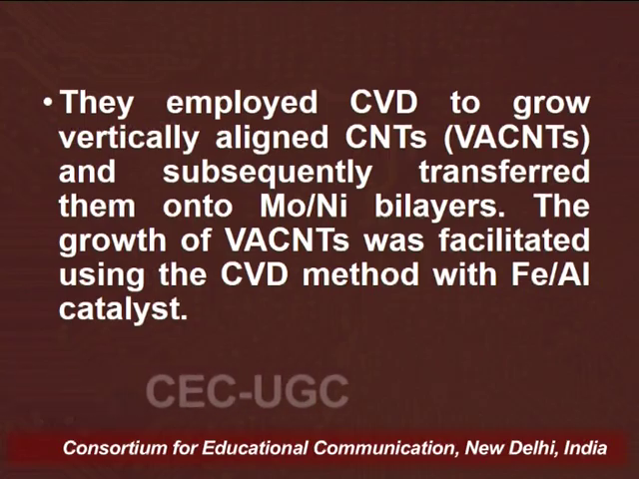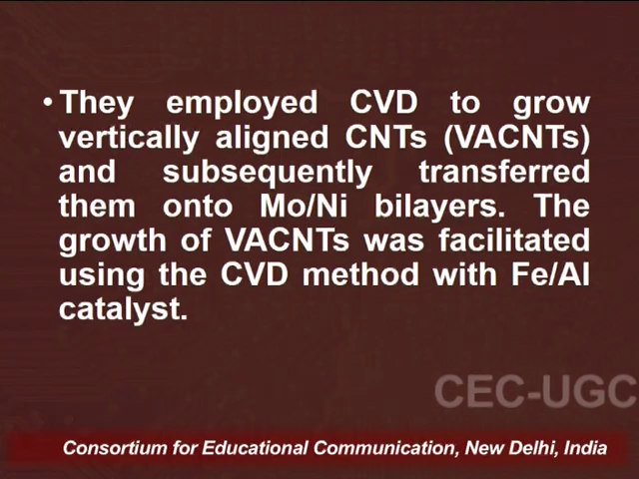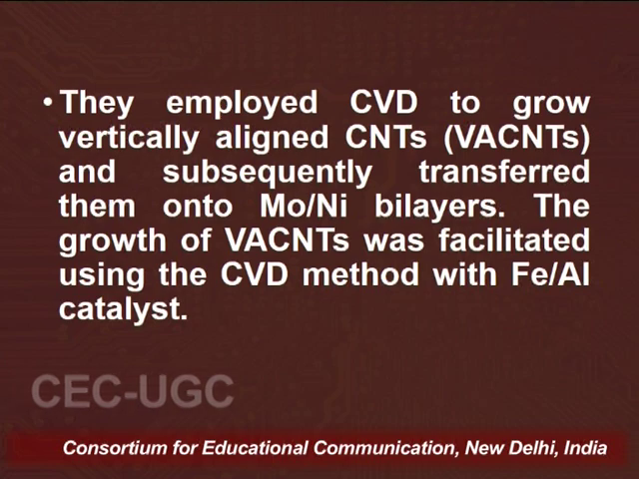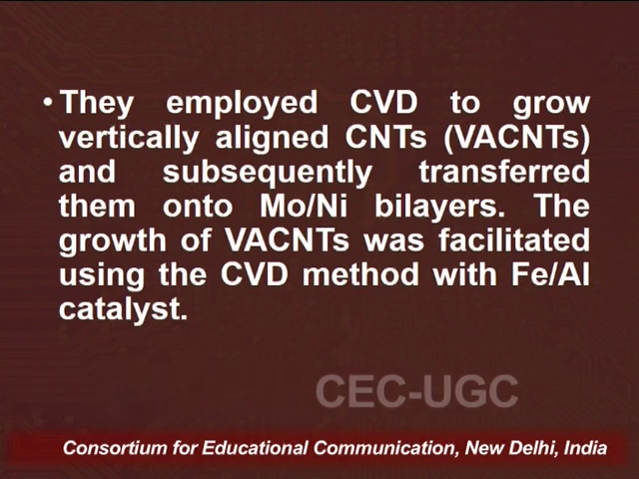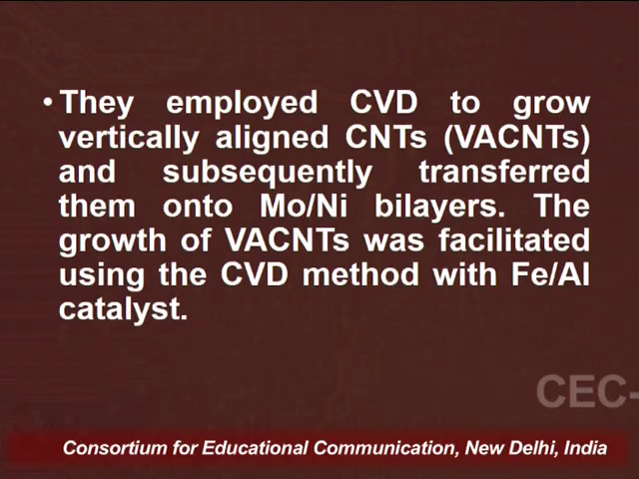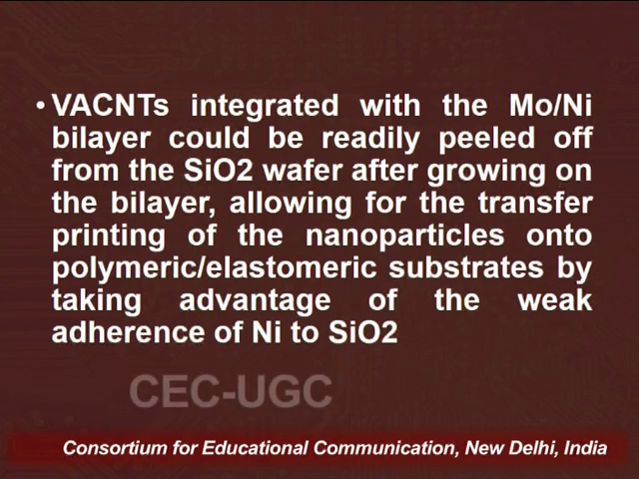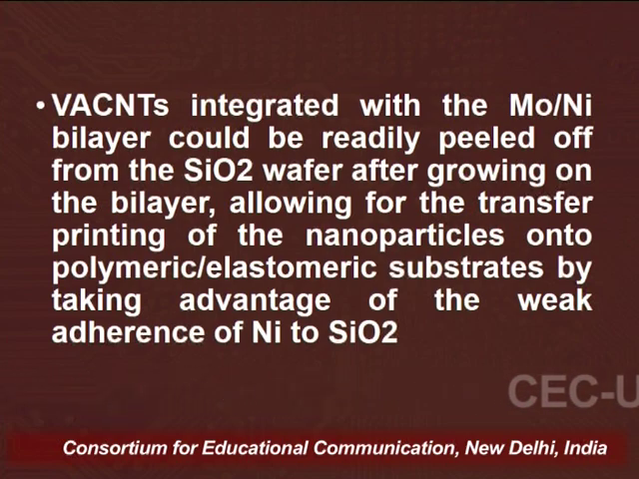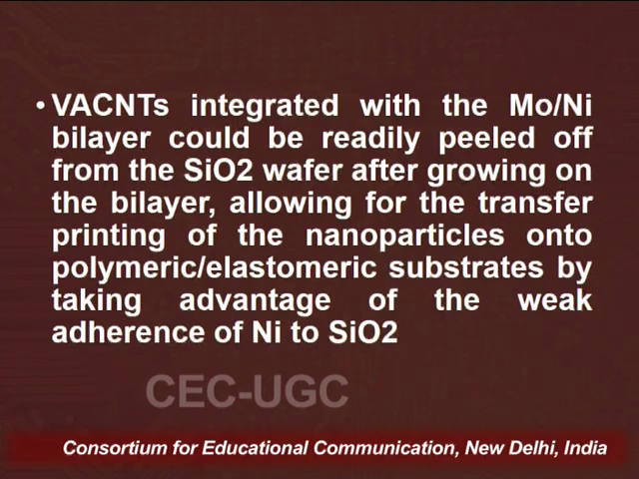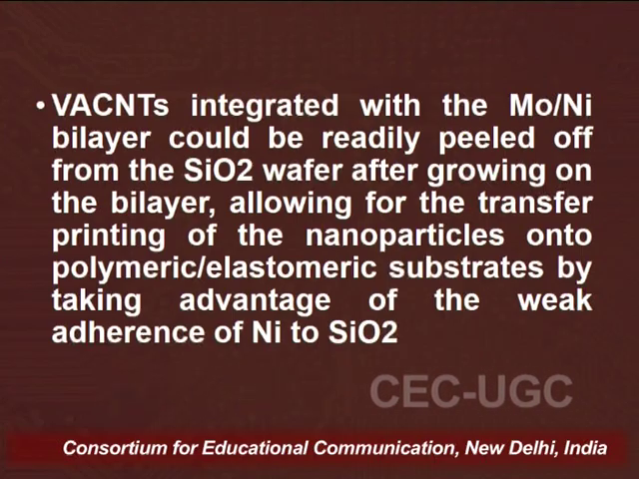MoNi bilayer. That means we have a wafer, on that a MoNi layer, and on that layer we grow the VACNT, which is facilitated using the CVD method with an iron aluminum catalyst. So the VACNT integrated with the MoNi bilayer can be readily peeled off from the SiO2 wafer. So the silicon wafer is used for deposition of the VACNT after growing on the bilayer.